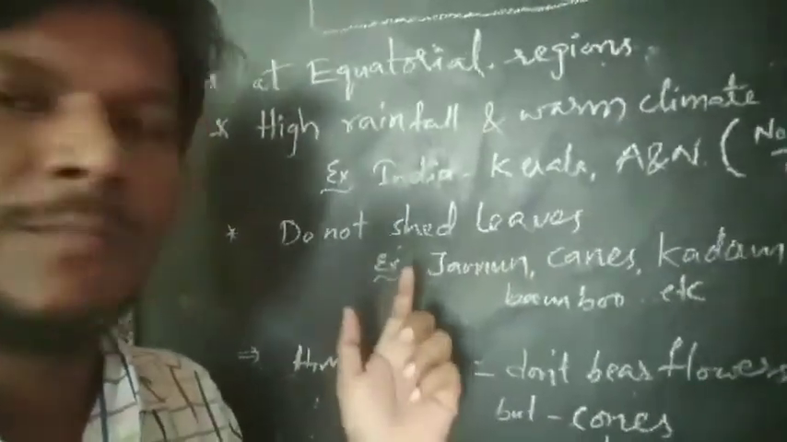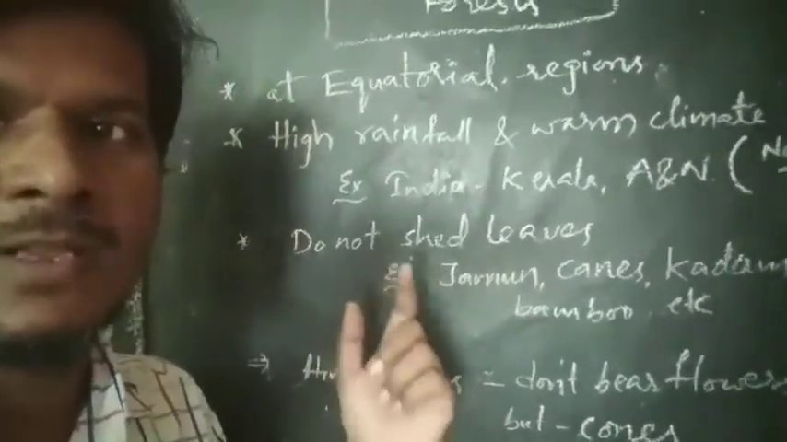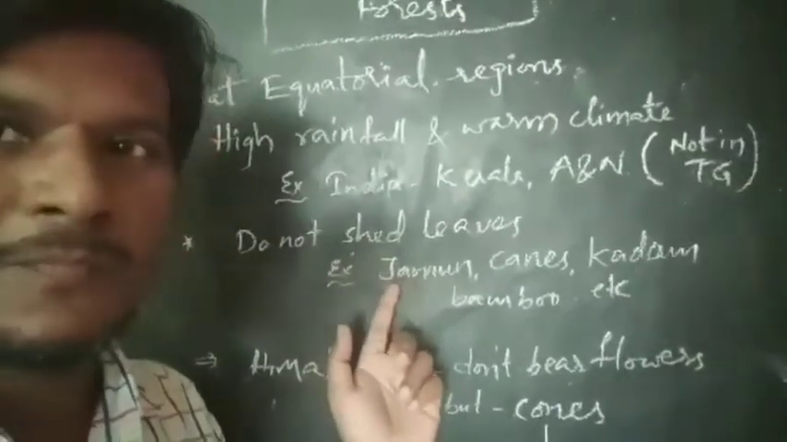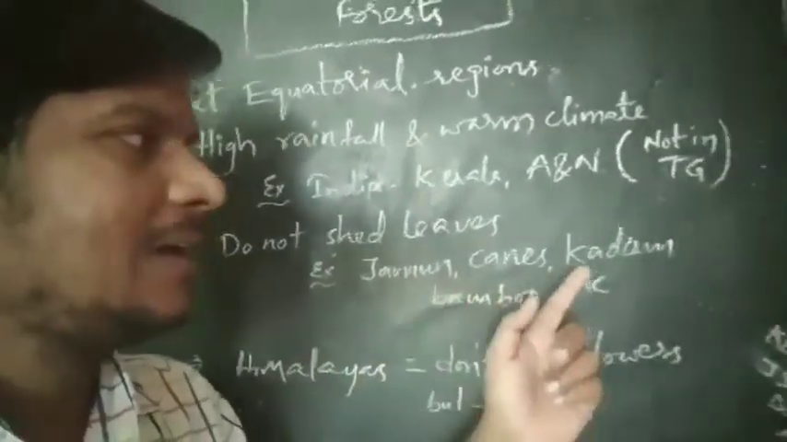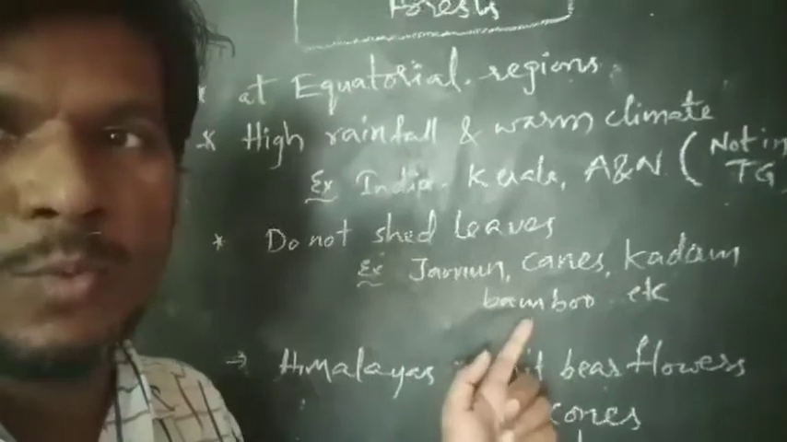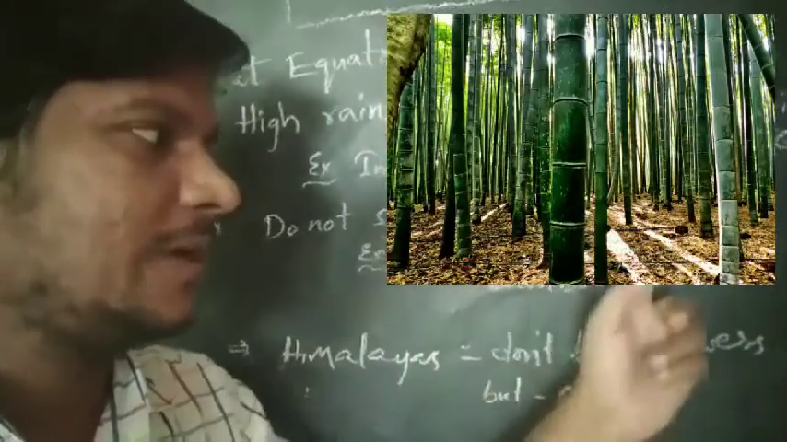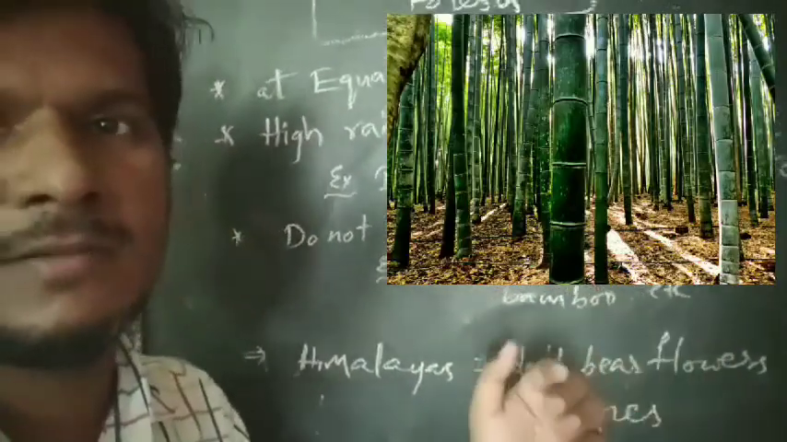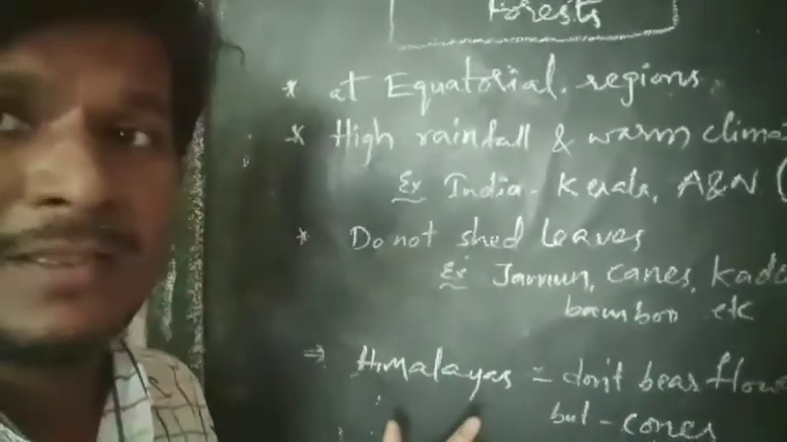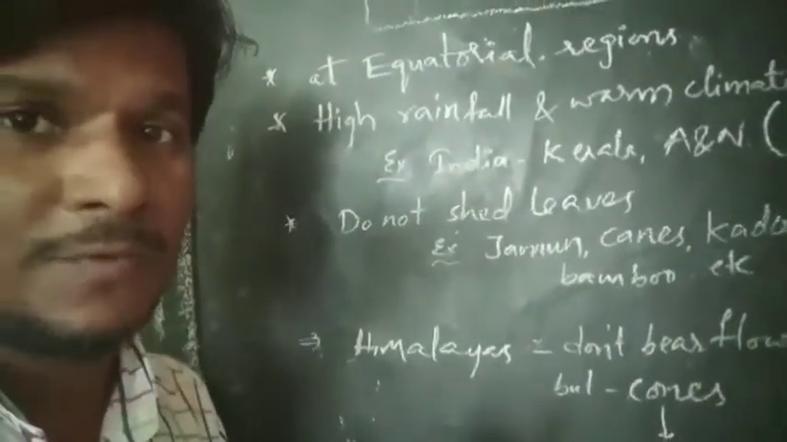Okay. Next, the plants and trees. If you observe in the evergreen forest, jamun, canes, kadam, and bamboo, and others are also present. Next, in the Himalayas also we can see the evergreen forest.